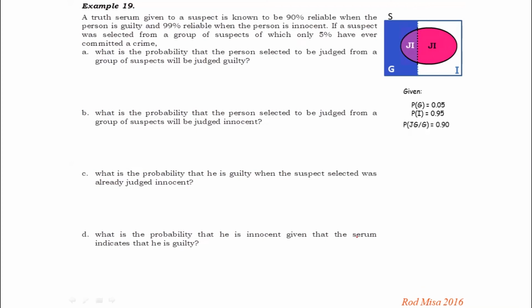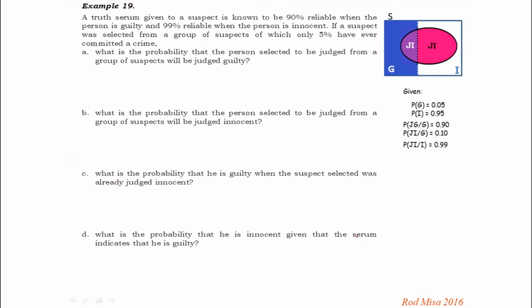And we know that it is given in the problem that the probability of judging guilty given that the suspect is guilty is 90%. So in the diagram above, it is represented by the blue color minus the red oval there. And the probability of judging the suspect as innocent given that he is guilty is 10%. And in the drawing, it is represented by the part of the oval that is common to the blue part.